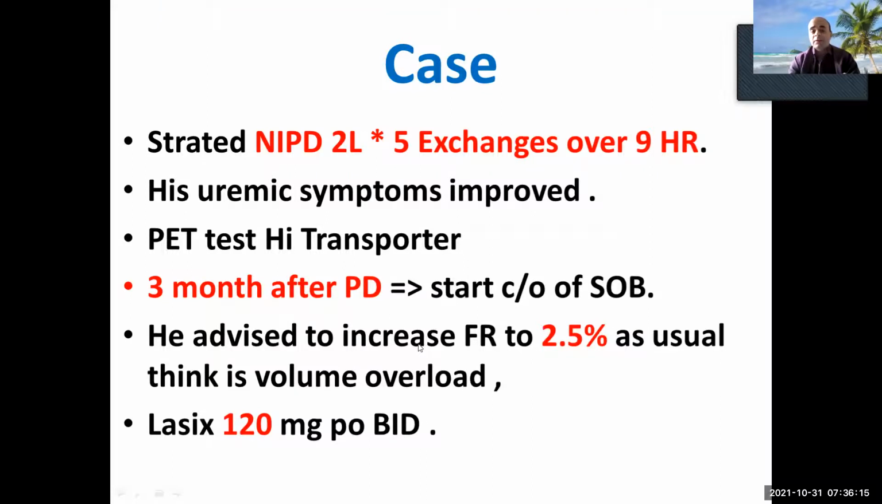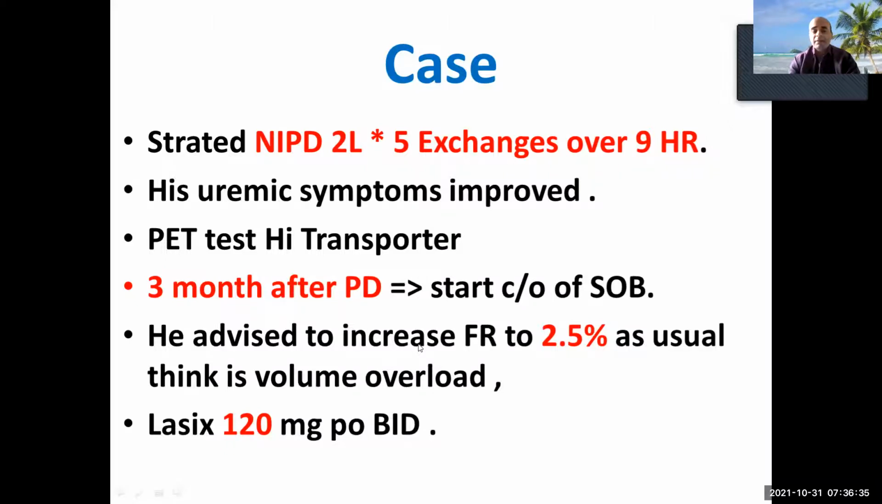We have 4 types of membrane: high transporter, high average, low average, and low transporter. High transporter means this membrane has high transporter characteristics. He needs rapid cycles and does not do well with CPD.